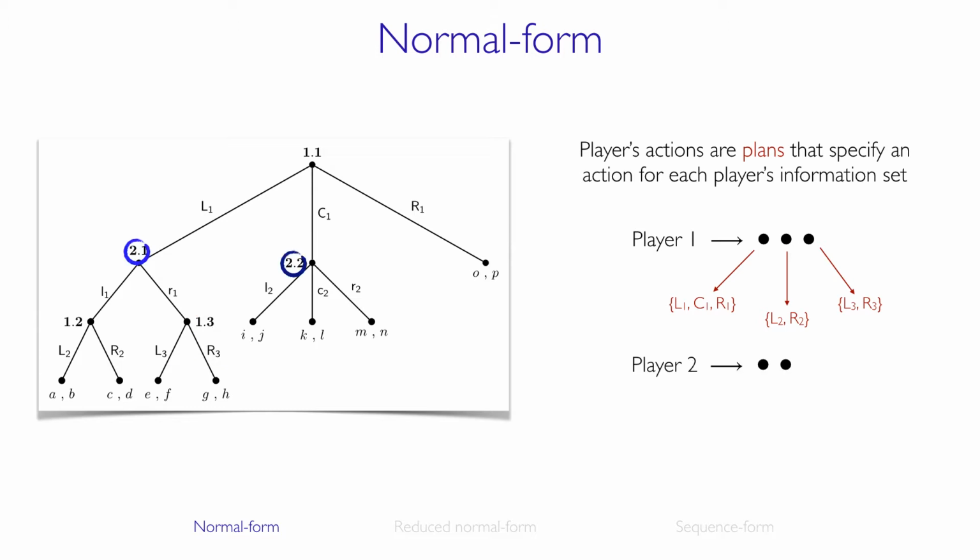Conversely, player 2 has only 2 information sets, thus her plans are pairs, where the first element is an action available at information set 2.1, either L1 or R1, while the second element is an action at information set 2.2, one among L2, C2, and R2.